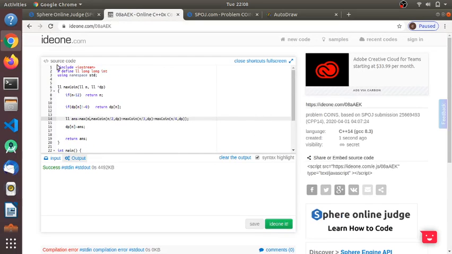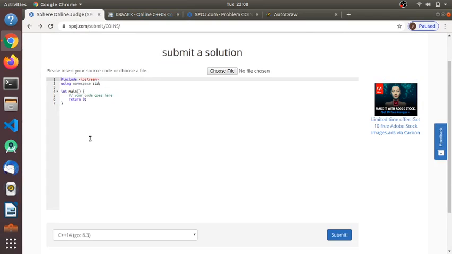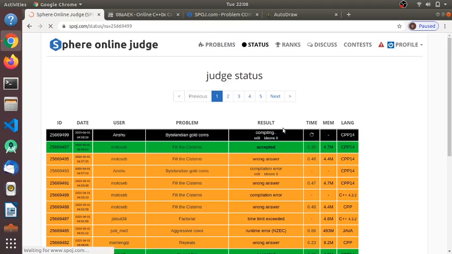Thank God. Let's just copy this code and paste it here. And we made the changes, right? Let me submit this. Let me see, will this work or not? Oh, fine. So it accepted. So yeah, we have solved this problem.